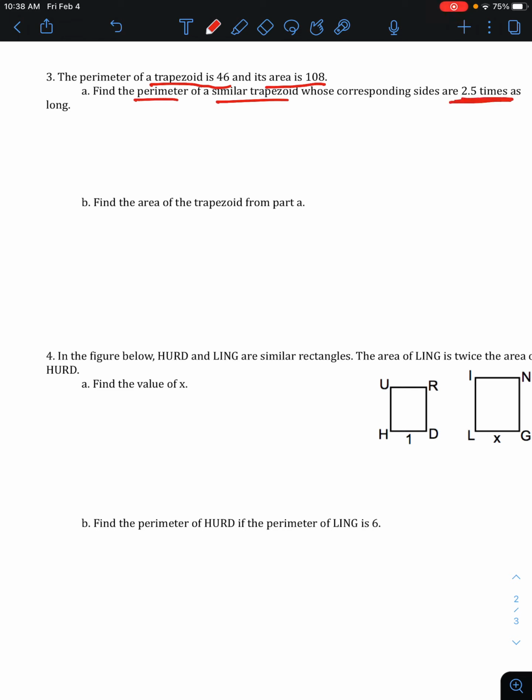So we know that the perimeters scale directly with the side lengths. So if their sides are 2.5 times as long, the perimeter is going to just scale directly by that scale factor, and we would do 46 times 2.5. Okay, I'll put that in a calculator, though there's plenty of ways to do that without one. And we would say that the perimeter would be 115 for our similar trapezoid, because it scales directly.